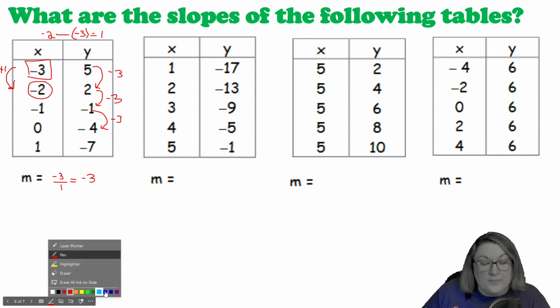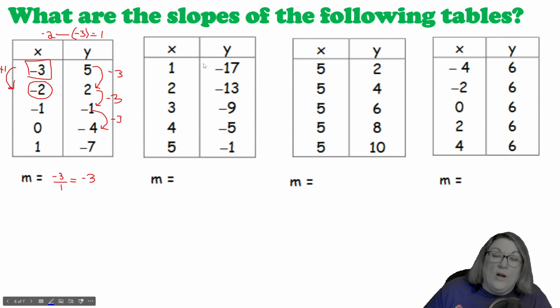Let's change colors. Okay, the next one, what is our change in y? Our change in y is going up by 4. I would have to add 4 to -17. Again, if I wanted to just plug that in my calculator, I would take the second y, which is -13, and I would subtract the first y, which is -17. I'm putting it into the parentheses so you don't get the negative mixed up with the minus. And when you do that, you'll get a 4.